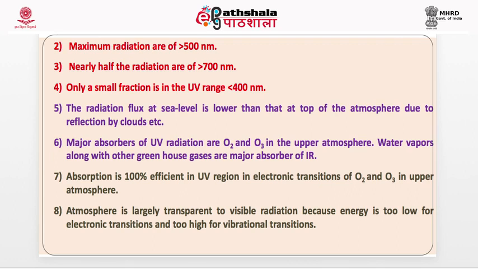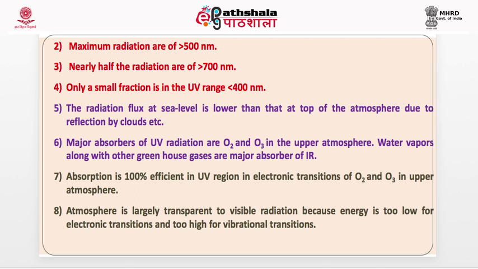Now, the solar radiation spectrum: what are its properties? The sun acts as a good black body with a surface temperature of about 5800 Kelvin. Important characteristics of the solar spectrum are as follows. Solar radiation peaks in the wavelength range of 400-700 nanometers.